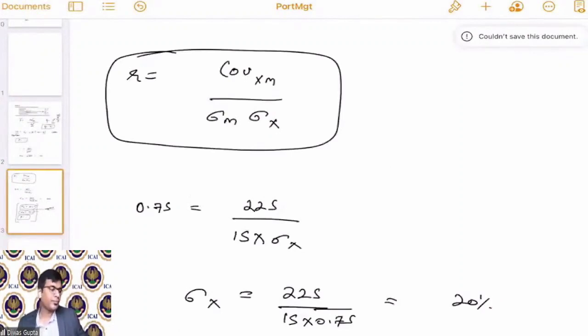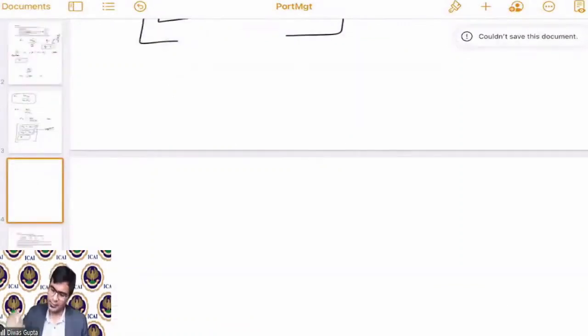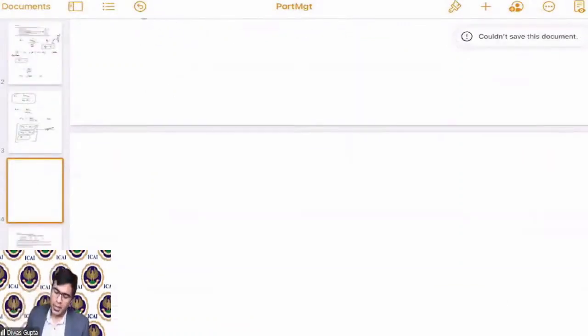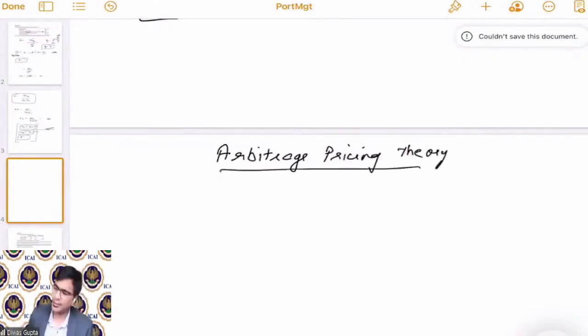Okay, students. I hope till here all the things are clear. Meanwhile, it saves. So now let us come to the arbitrage pricing theory. Now, what does this theory mean?